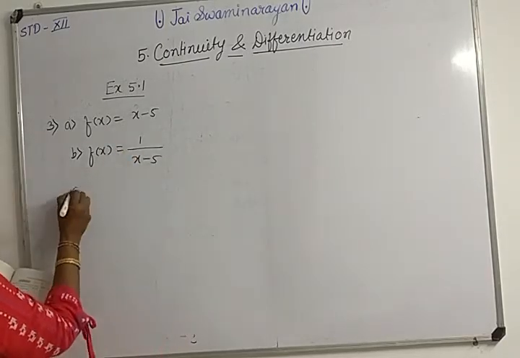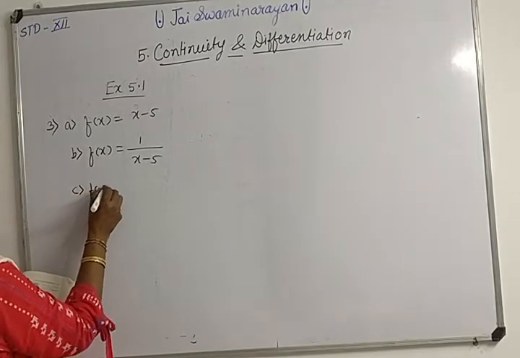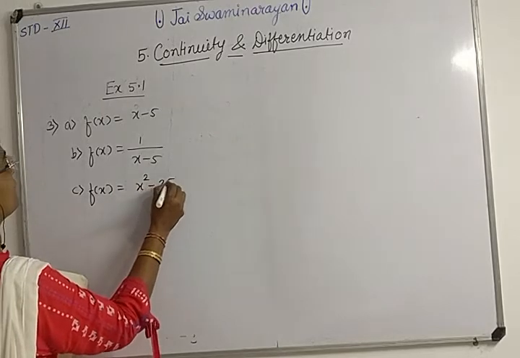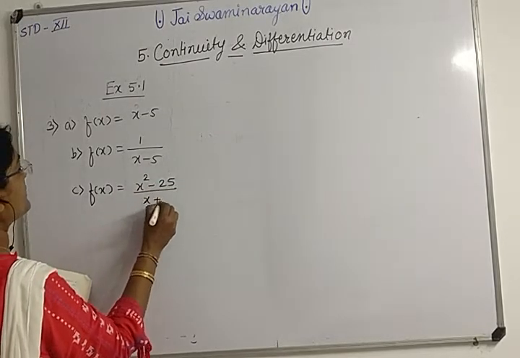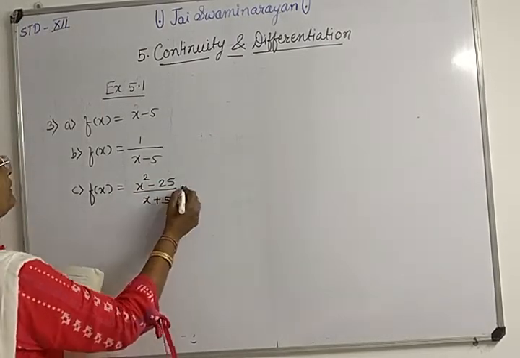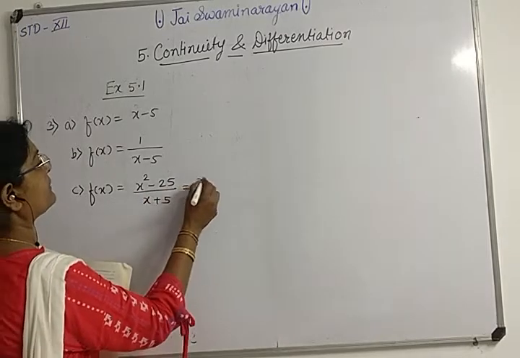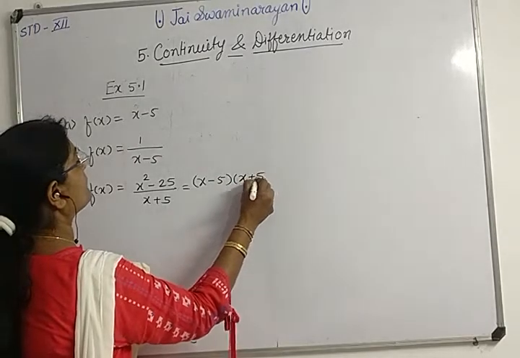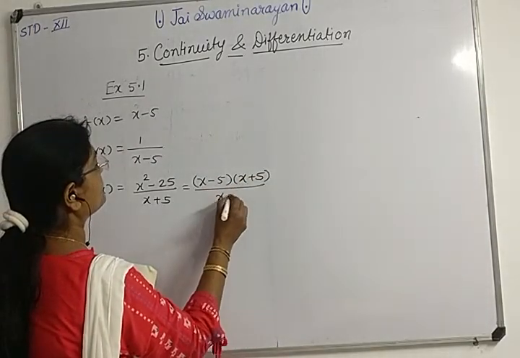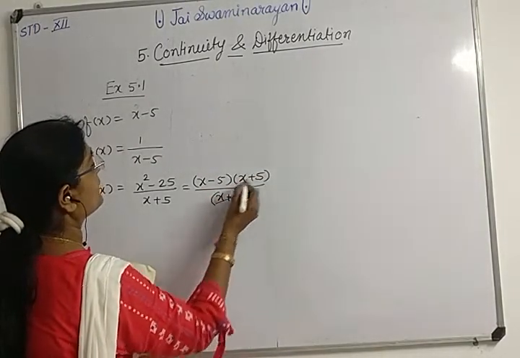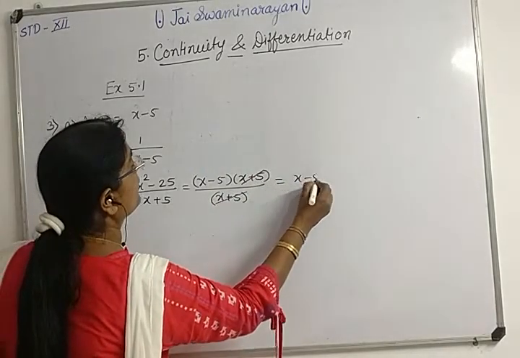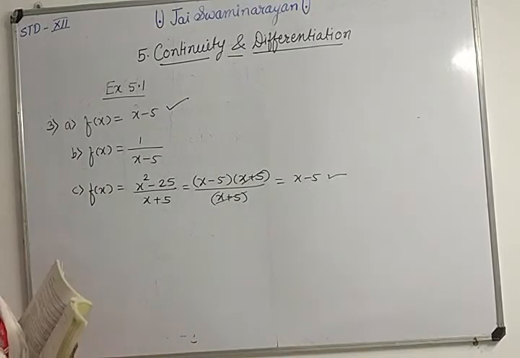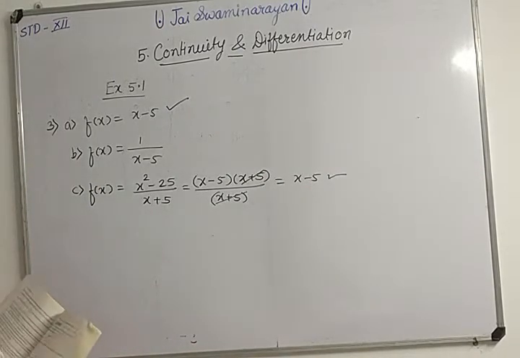Addition, subtraction, multiplication and division of two continuous functions is again a continuous function and therefore it is a continuous function. Number C. f of x equal to x square minus 25 upon x plus 5. Now here we can find its factors. We can apply the identity a minus b, a plus b, upon x plus 5. So this will get cancelled. Answer is x minus 5. It is a polynomial function and therefore it is a continuous function.